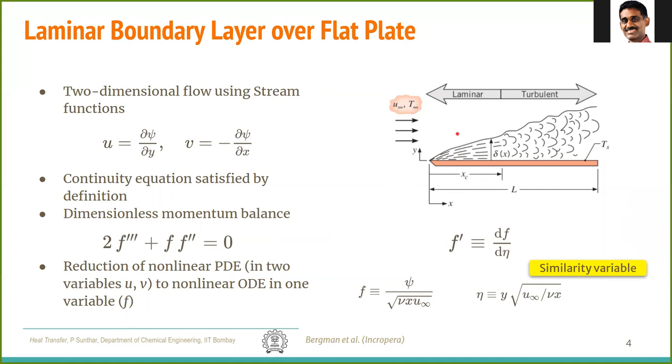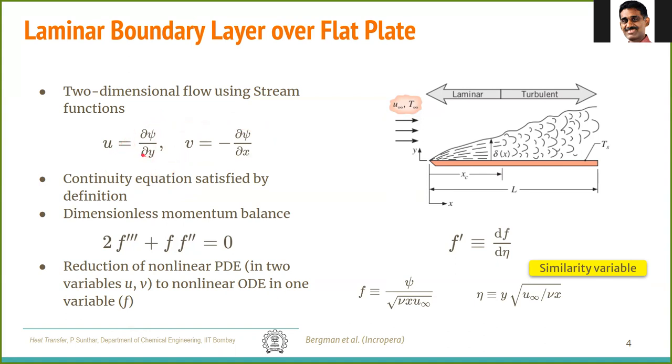So the correlation that we're going to derive now is for laminar flow. And for laminar flow over a flat plate, the flow is two-dimensional, and the solution can be obtained by what is known as the stream function. Stream function is represented by this quantity psi, and this is the definition of the stream function, where the first derivative with respect to the y coordinate gives the x velocity, and the negative of the first derivative with respect to the x coordinate gives the y velocity. This form of the stream function identically satisfies the continuity equation, that is, del dot u equal to zero.